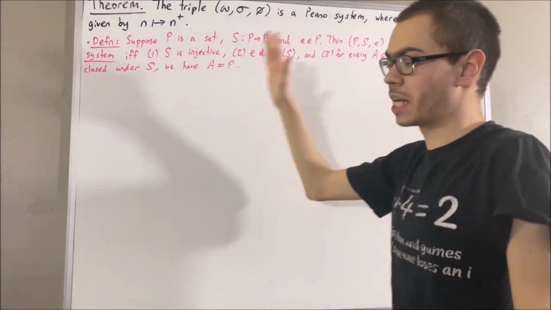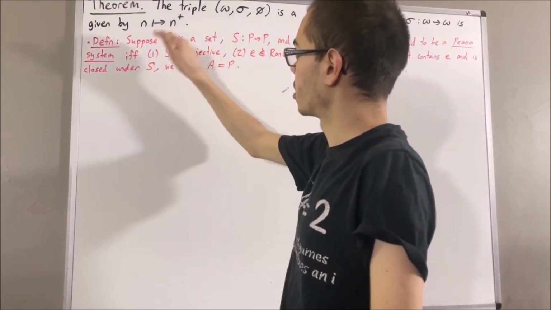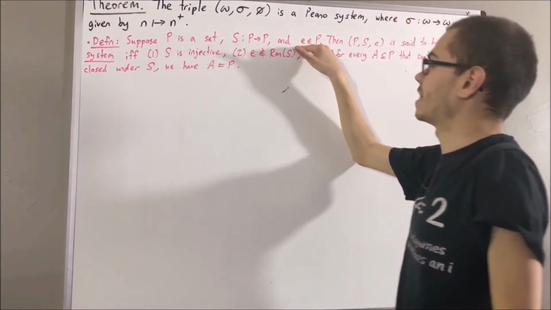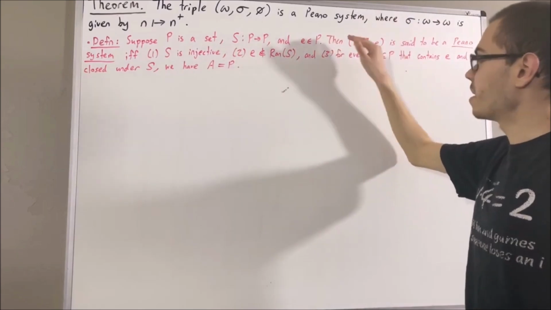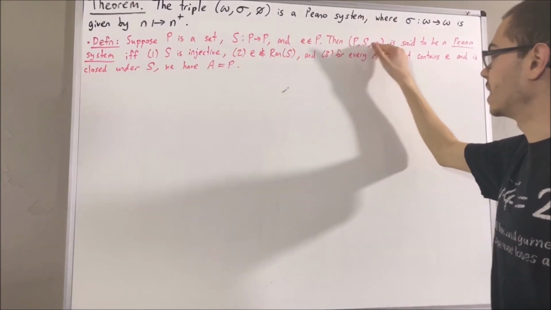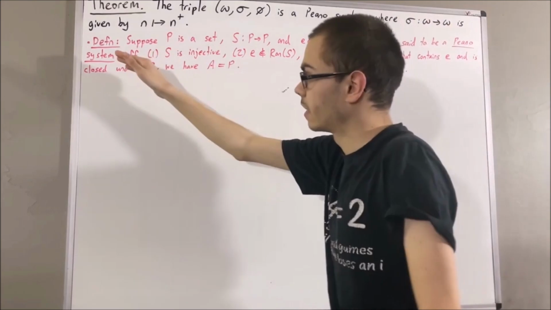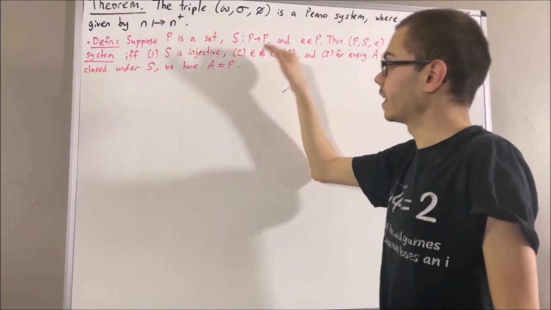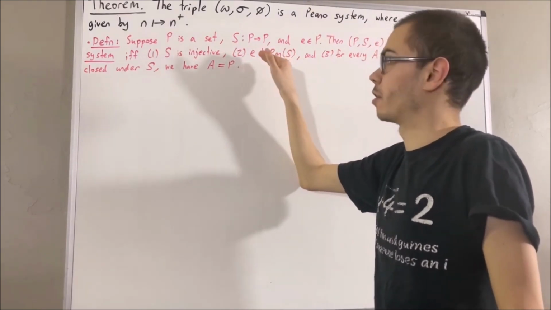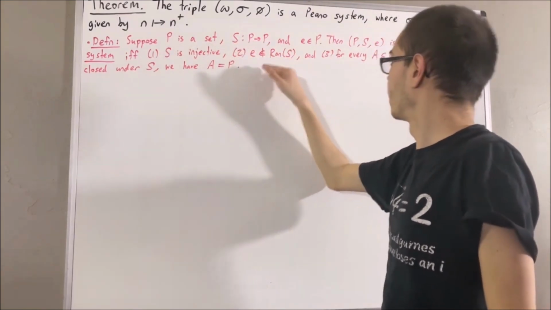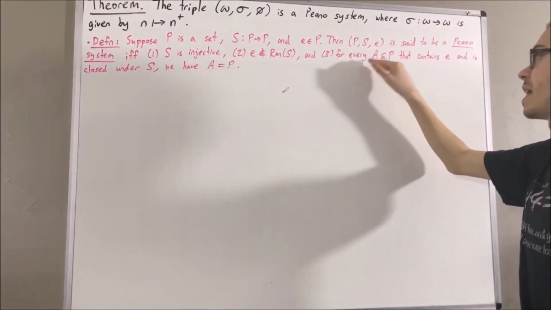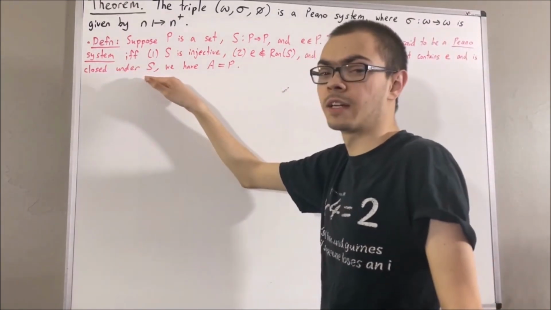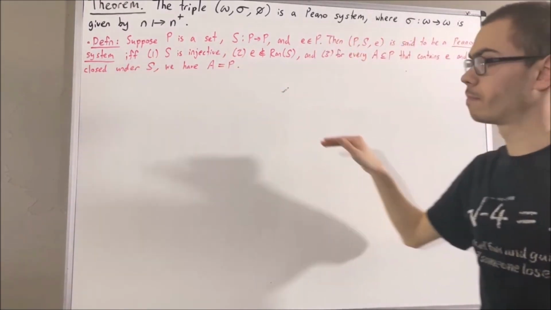Now, our definition of a Peano system is as follows. Suppose P is a set, S is a function from P to P, and E is an element of P. Then the triple P, S, E is said to be a Peano system if S is an injective function, E is not an output value of the function S, and for every subset A of P that contains E and is closed under S, we have that A is equal to P.